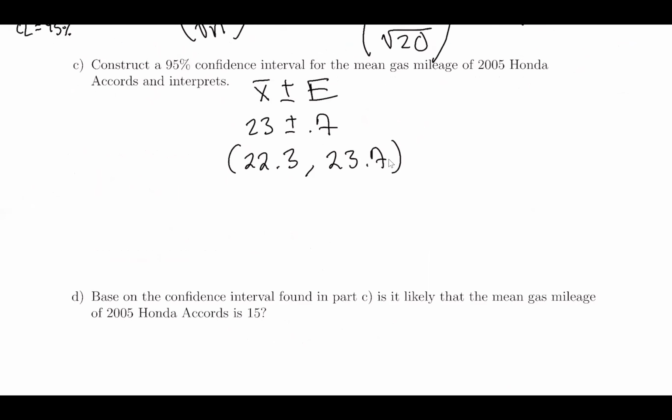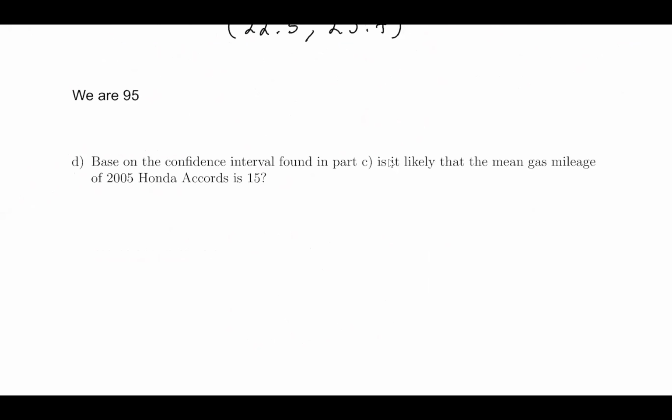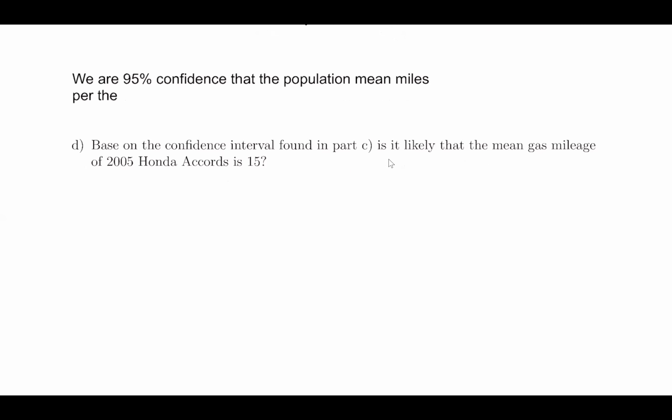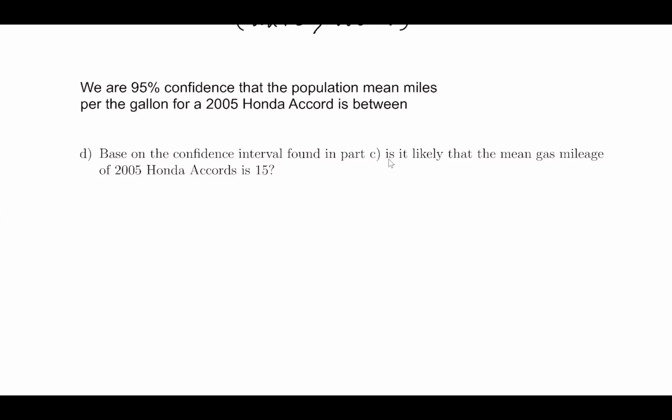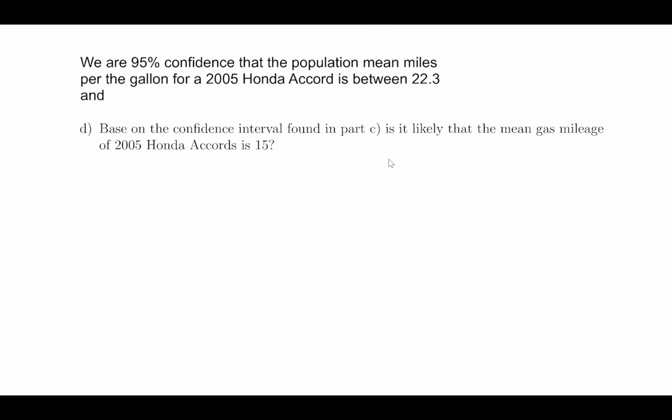All right, so let's go ahead and do the interpretation. So we'll say we are 95% confident that the population mean miles per gallon for a 2005 Honda Accord is between 22.3 and 23.7. That'll be it for part C. Any question for part C?